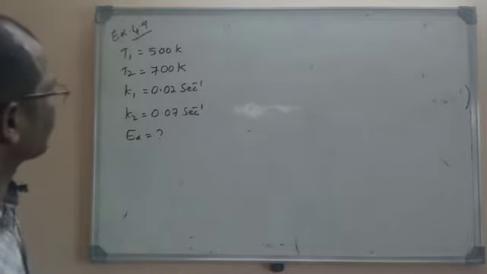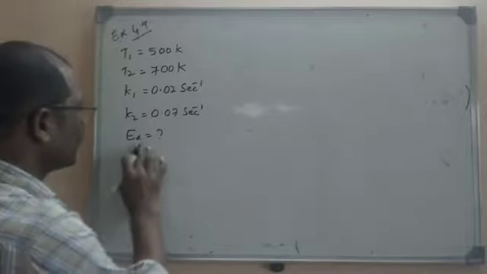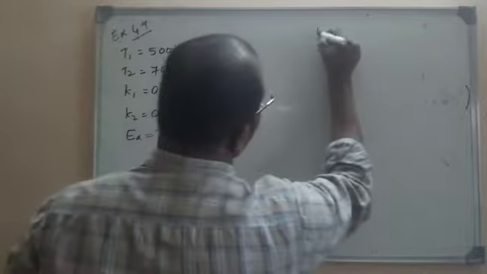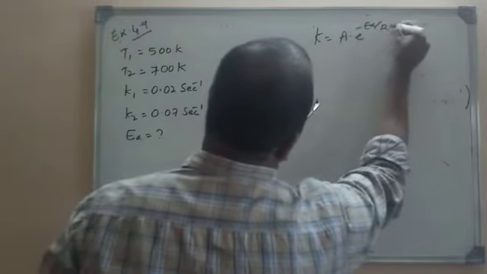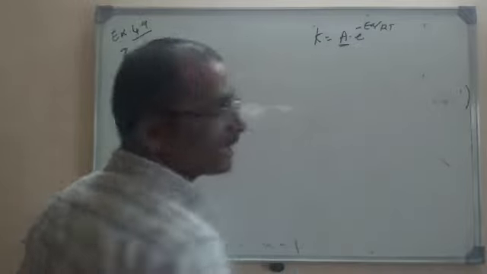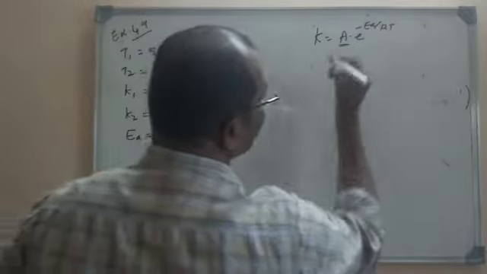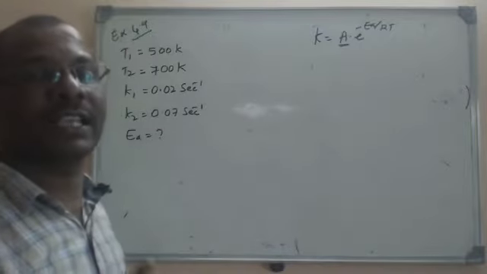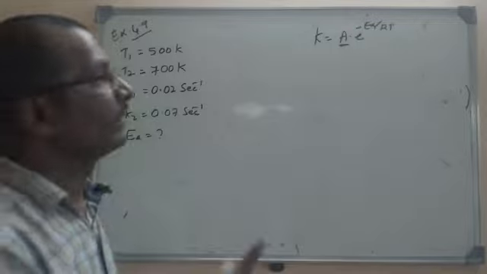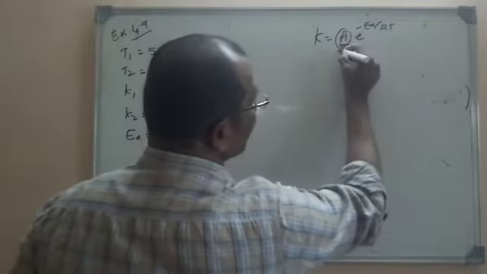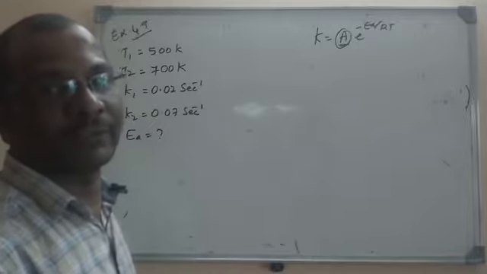Here, first of all, you should know some basic information regarding the EA value. Already I have written here, K is equal to A into e power minus EA by RT. Here I told you that A is called the frequency factor. So what is that frequency factor? It is the number of collisions occurring in unit volume in unit time, that is 1 second of time. So A gives the number of collisions in a unit volume in 1 second of time.